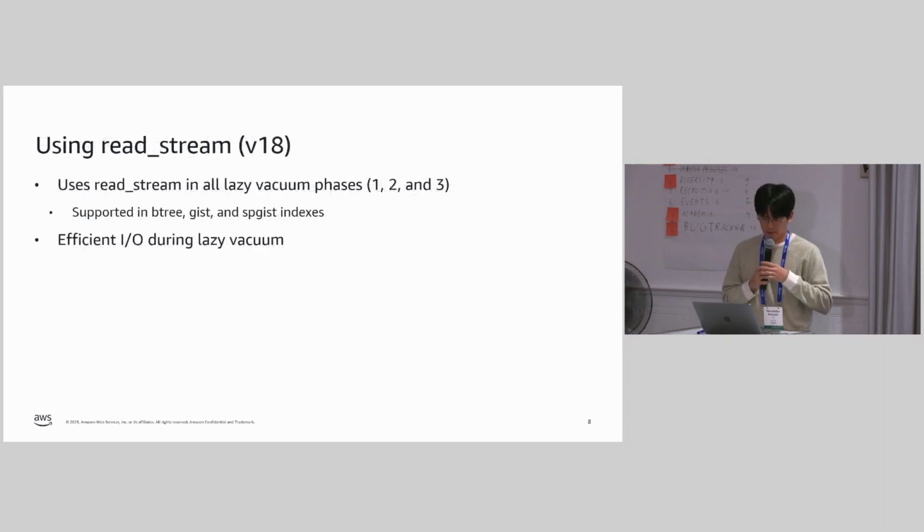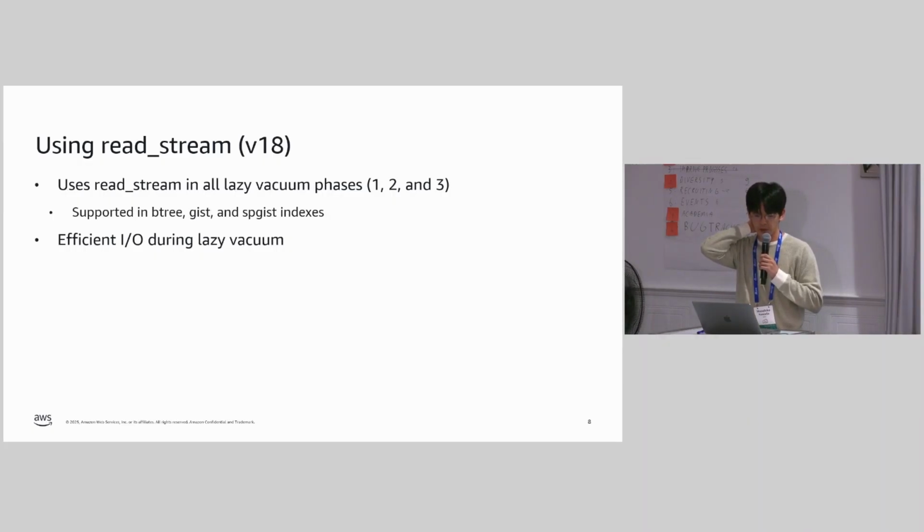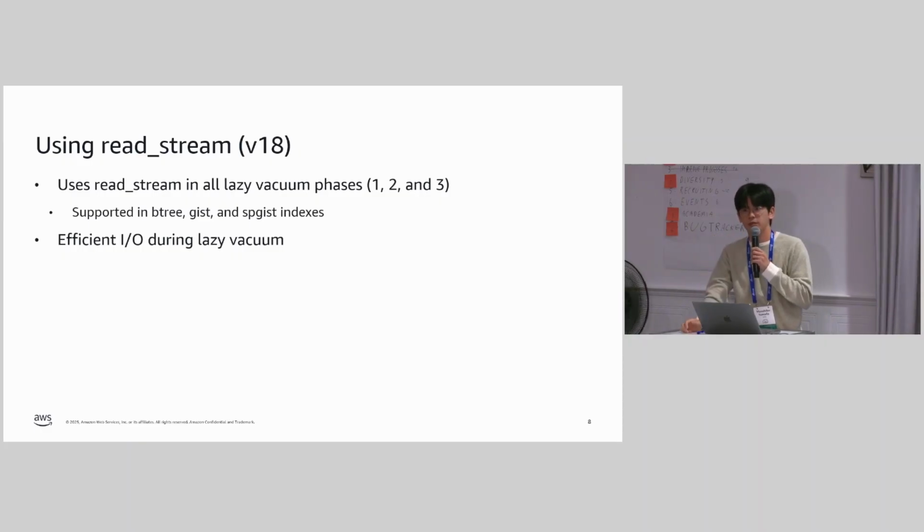Also in version 18, we can now use the read stream in all vacuum phases, especially phase 2, which is the index vacuuming phase. We support the read stream for the bulk deletion of B-tree, GiST, and SP-GiST indexes.